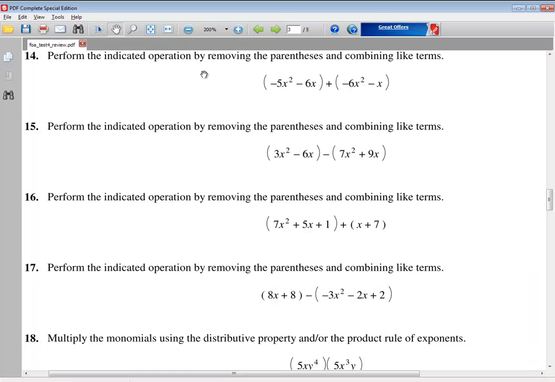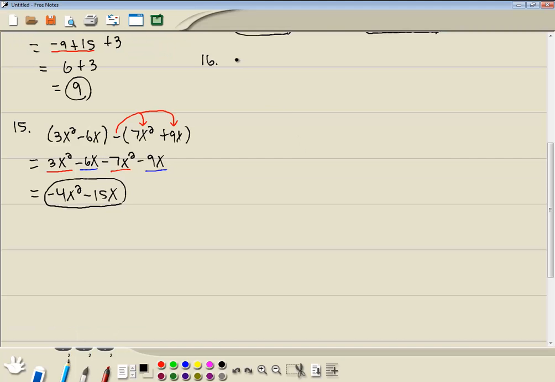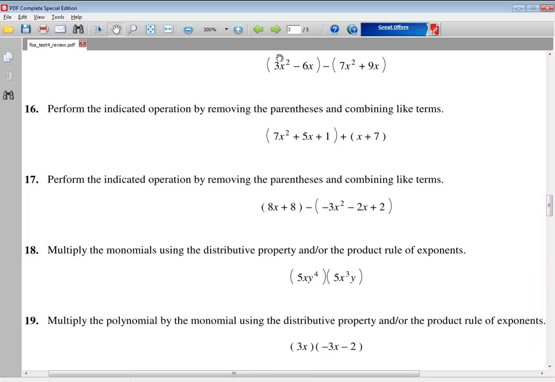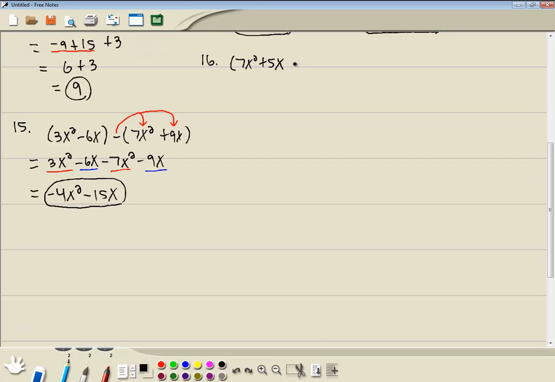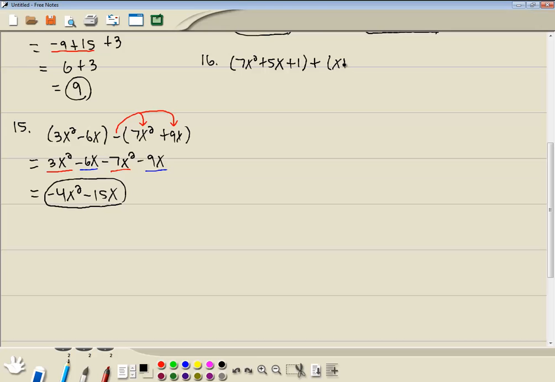Okay, number 16. We got 7x squared plus 5x plus 1 plus x plus 7. And I want to add these together. And our first step is to get rid of parentheses. These parentheses aren't doing anything because this is a plus here. So we got 7x squared plus 5x plus 1 plus x plus 7.